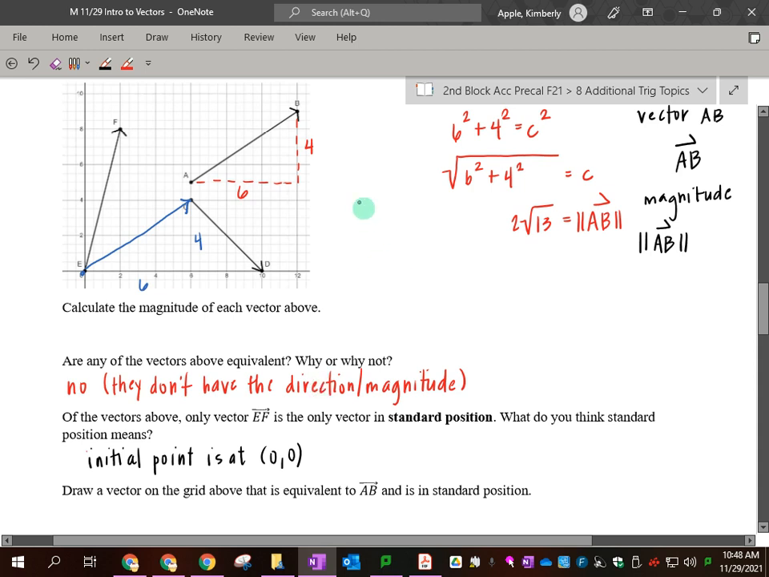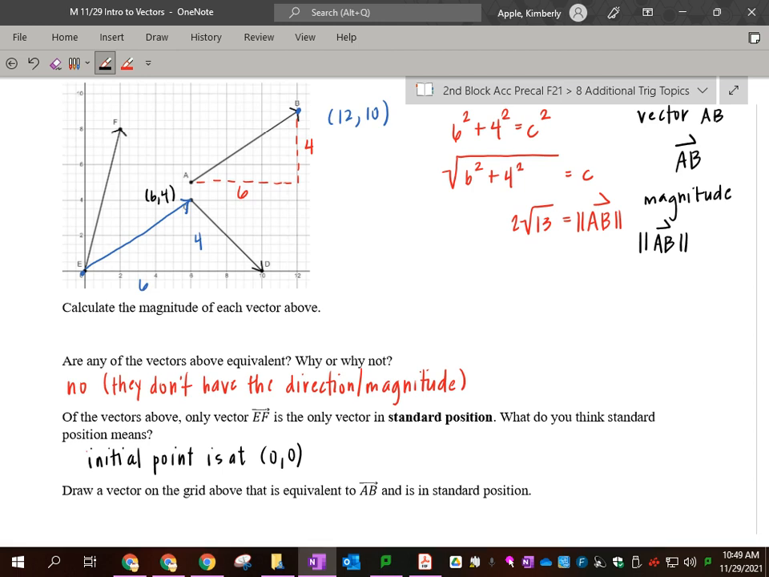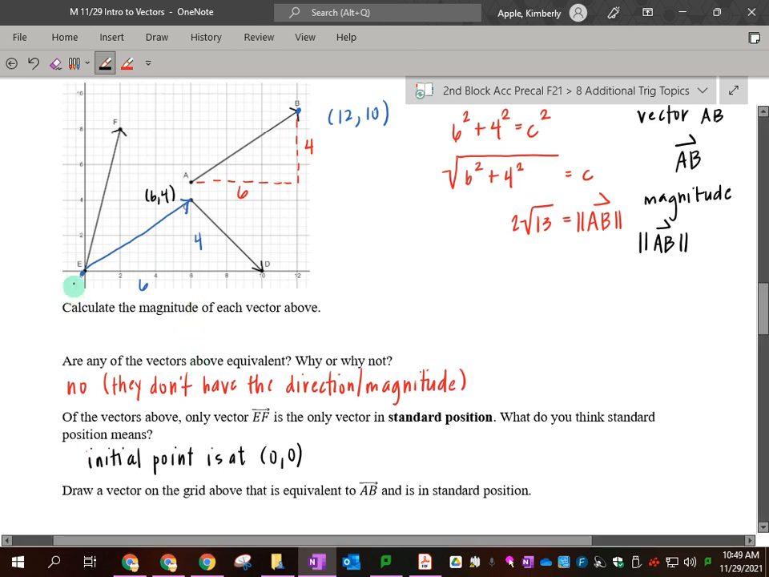And what's convenient to notice is, what's the terminal point of this one? Well, it's 12, 10, which by itself doesn't give me any information about this 6 and 4. But the terminal point in the standard position is actually 6, 4, which definitely tells me something about the components. Okay, so if it's located at 0, 0, the terminal point by itself tells me the lengths of the component sides. That's why I want them at 0, 0. This doesn't tell me anything about that.